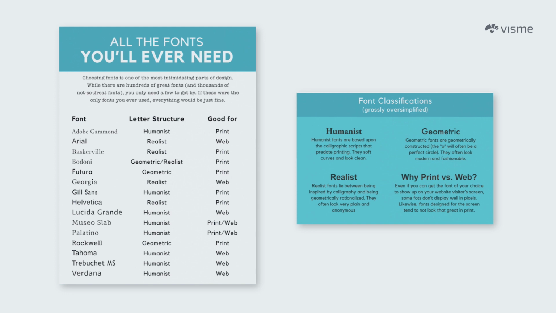Some are humanist, based on old calligraphic scripts. Others are geometric, which are more modern fonts like Rockwell or Futura. A realist font is your Helvetica or your Arial, lying somewhere in the middle. And a font on paper isn't the same as it is on screen. Some fonts don't display well through pixels. Take note of this guide and keep it handy for all your future newsletters.